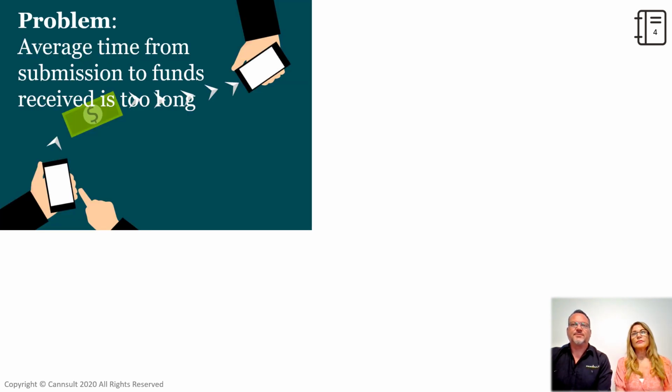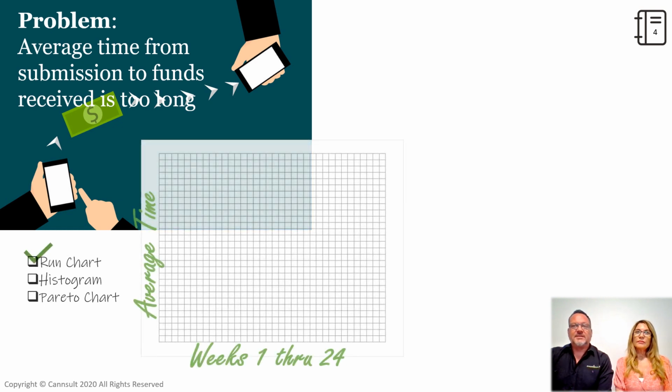So let's say that we are a team working in a bank, and the problem that we have to solve is that the average time to transfer money takes too long. Specifically, the average time from submission to the funds being received. So how might the team measure and display the baseline? Maybe they'll use the average time as the baseline. And let's think about what chart would best illustrate the problem.